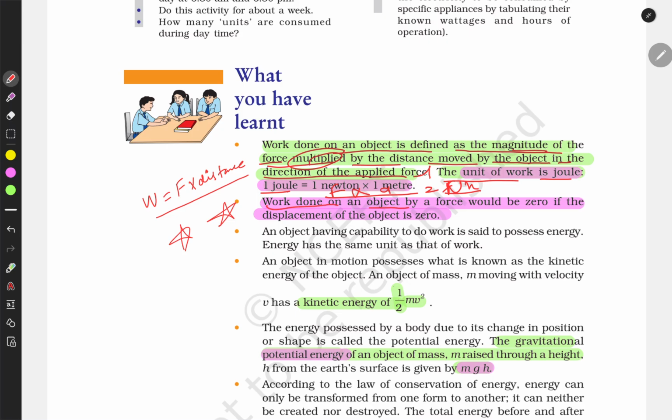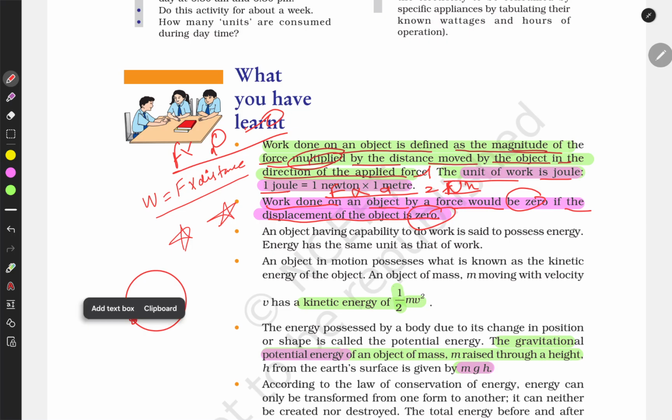The work done on an object by a force will be zero if the displacement is zero. If d is zero, then F into 0 will be 0. There should be a displacement. If displacement is 0, then work done is 0. Suppose the force is applied in a circular way and the initial and final position of an object remain the same. In this case displacement is 0, so there is no work done, because it will make the whole equation 0.